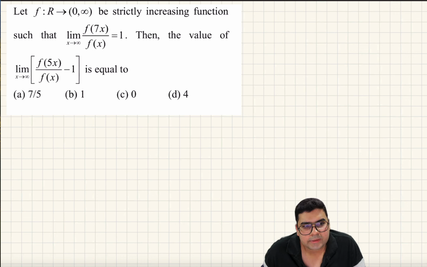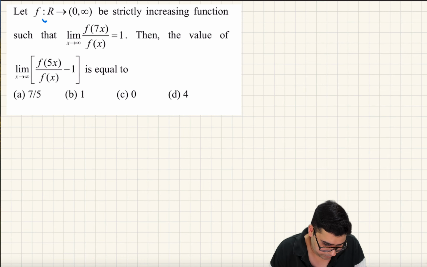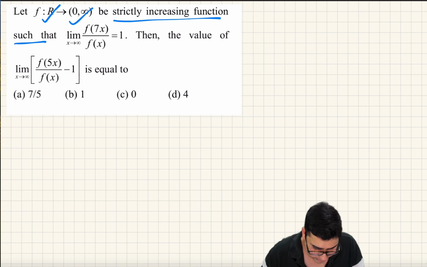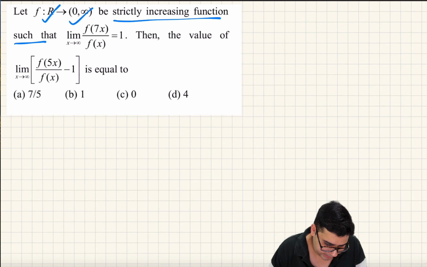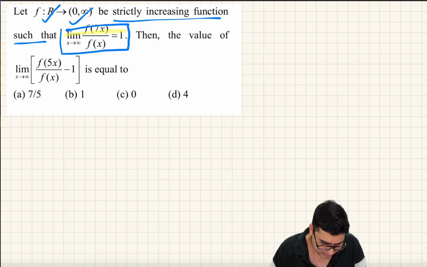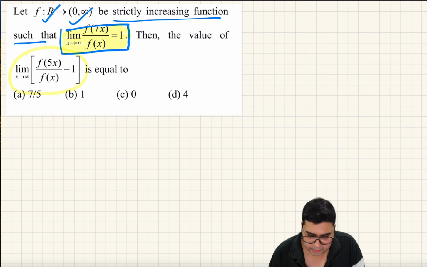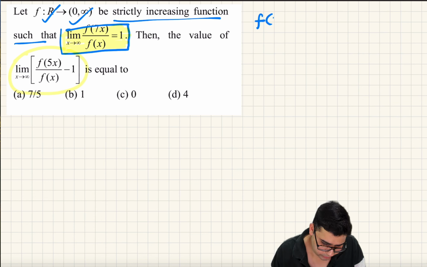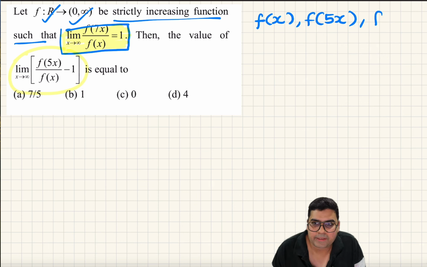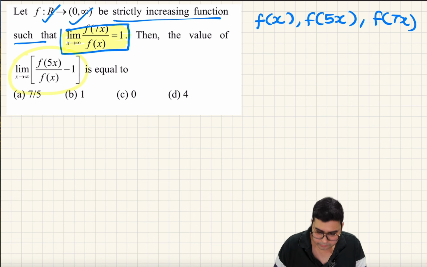So I know that this f is defined from real numbers to positive numbers. It's a strictly increasing function, and it's given that limit x tends to infinity, f of 7x upon f of x equals to 1. Now these kind of questions have this vital information that we can use later on. आगे पूछा गया है what happens to this term. So I can see that there are 3 functional values that I will use. Those are the parts seen in the problem: f of x, f of 5x, and f of 7x.